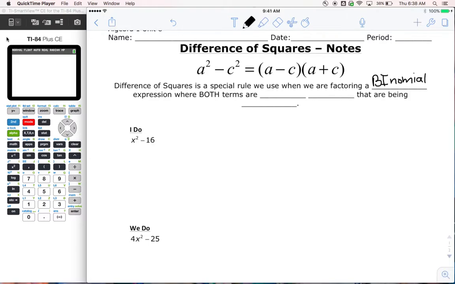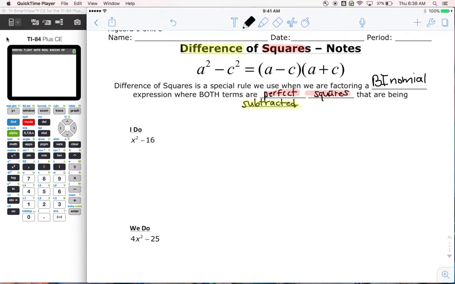A binomial, so that means two terms. A binomial expression where both terms are perfect squares, right? Think about some perfect square numbers that we know: 9, 16, 25, 36, 49, all those things are perfect squares. And it's a binomial expression where both terms are perfect squares that are being subtracted. And it's always subtracted because when we talk in math about subtraction, we use the word difference. That's why it's called the difference of squares, right? Difference because we're subtracting, squares because we're subtracting perfect squares.